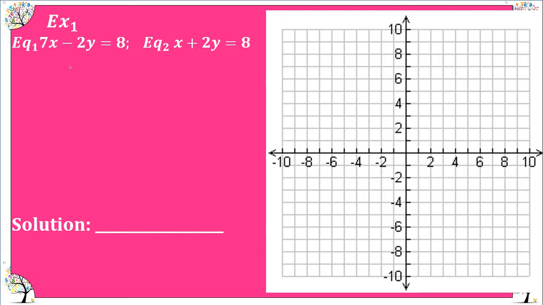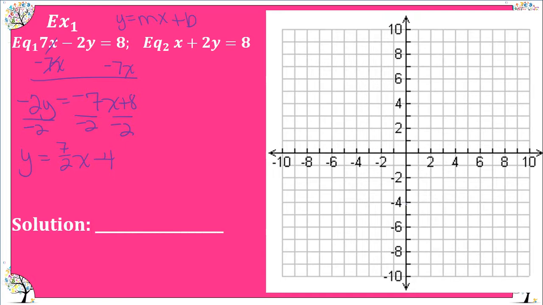Here's our first example. We have equation 1 and equation 2. They're not in slope-intercept form, which is y equals mx plus b. So let's isolate the y. So we're going to subtract 7x from both sides. And we have -2y is equal to -7 times x plus 8. We're going to divide every term by -2. And we end up with y equals +7 over 2x minus 4. Let's go ahead and graph that.